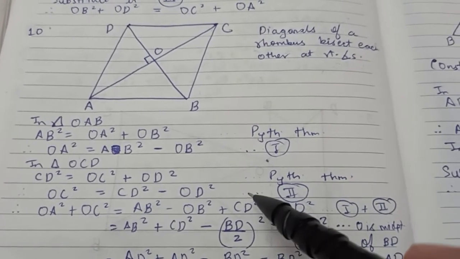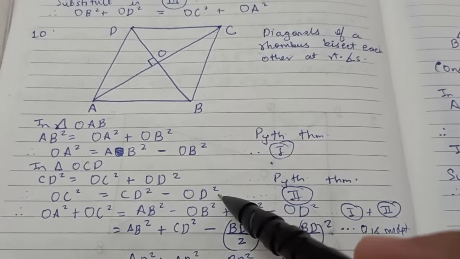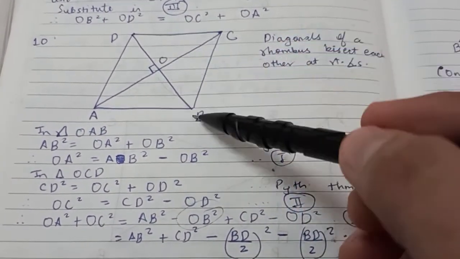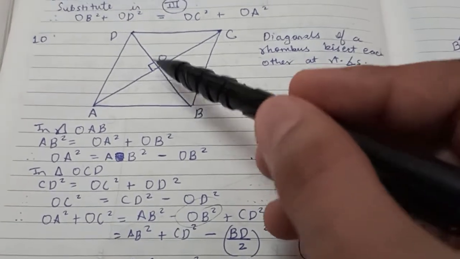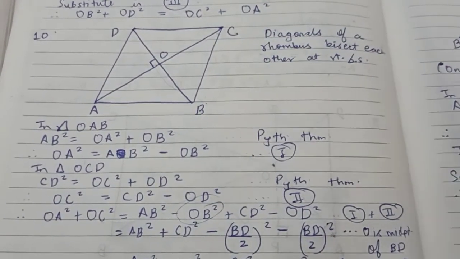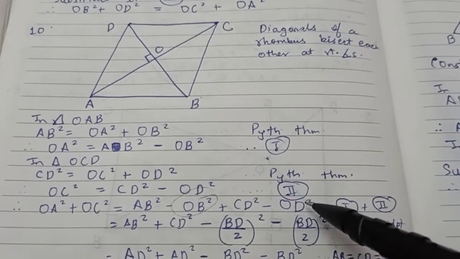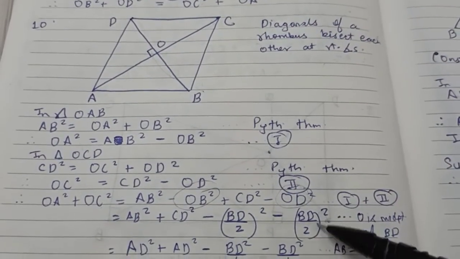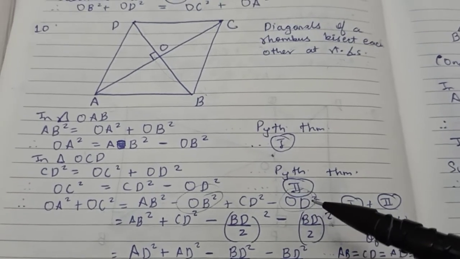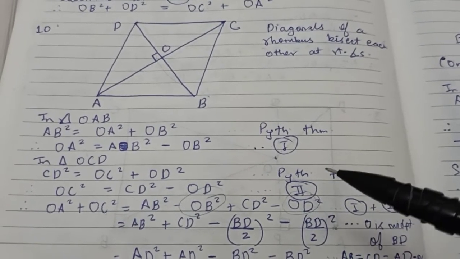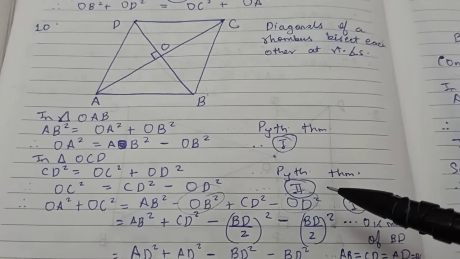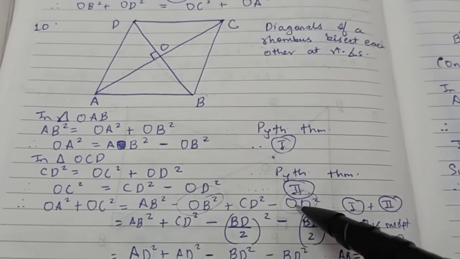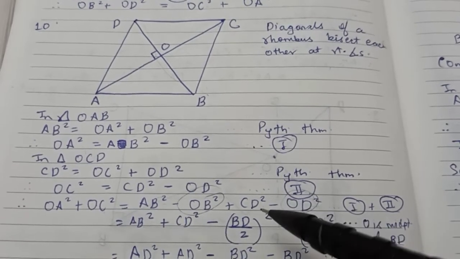Now we can substitute OB as half of BD, because we know O is a midpoint of the diagonal, as diagonals bisect each other. And even here OD, we can substitute it as half of BD. Same reason. Why are we doing this? Because in the question's RHS, if you notice, BD exists. So somehow we have to include BD out here.